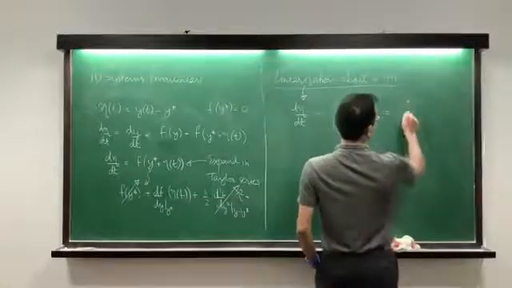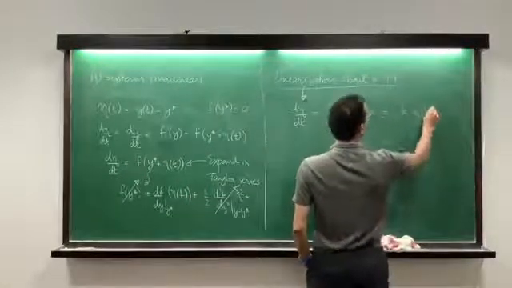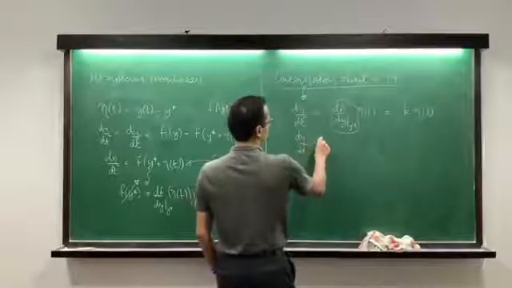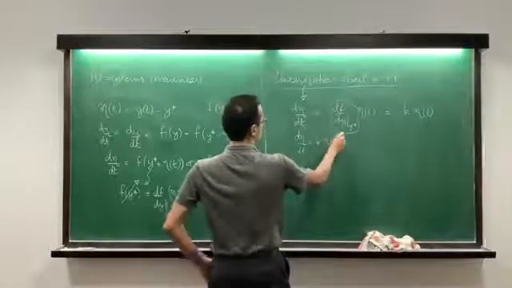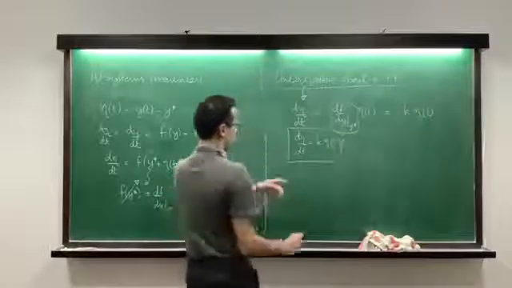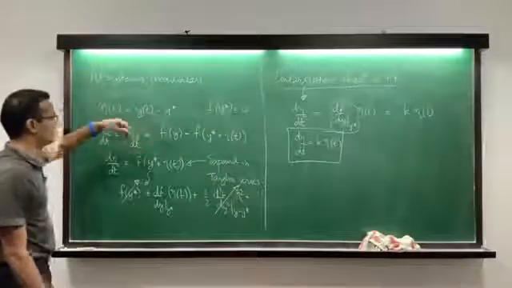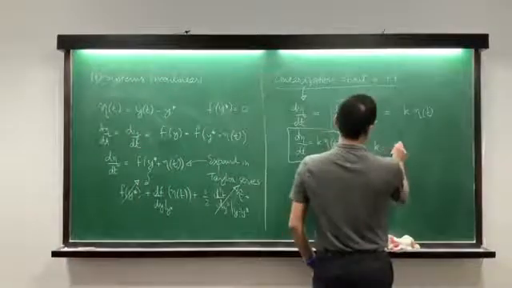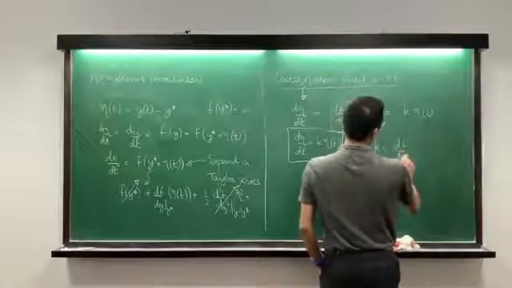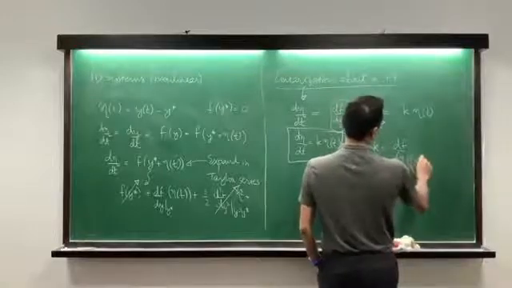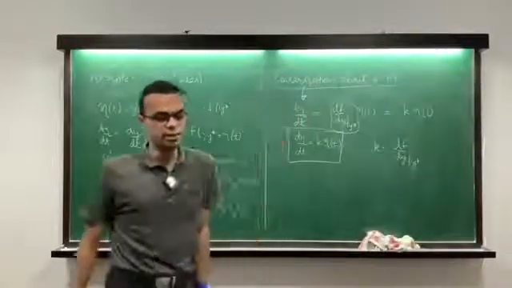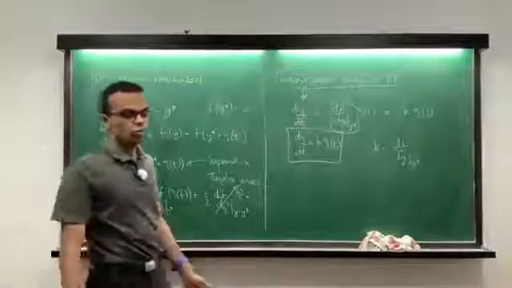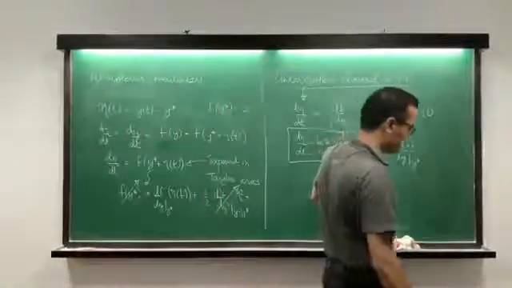So this looks like this. So you have d eta by dt equals k times eta of t. This is the linearized version of the original differential equation we started off with, and of course k is df by dy at y star. Okay, so that's what linearization means. You open the right hand side and linearize it close to y star.